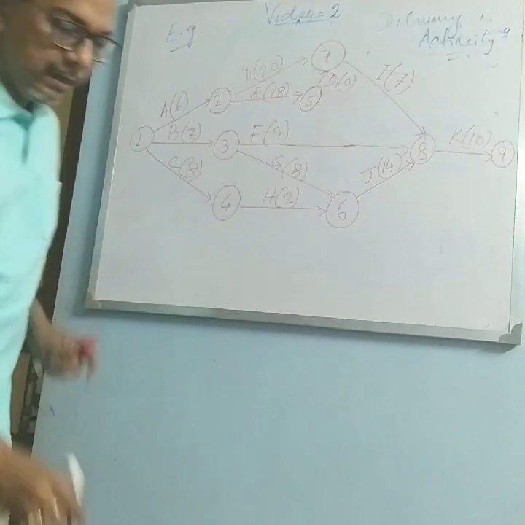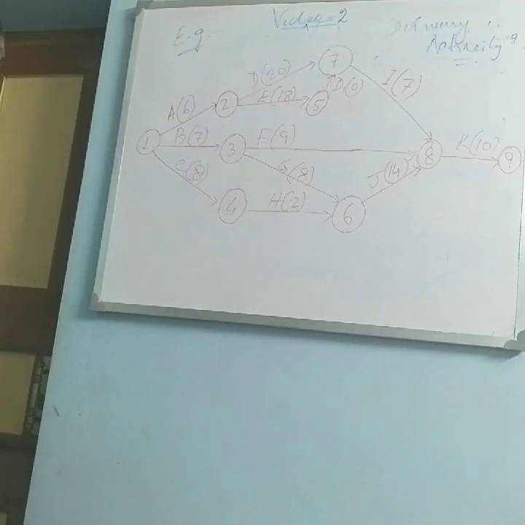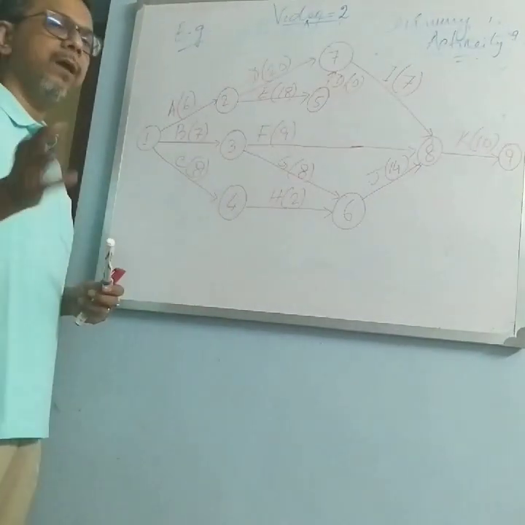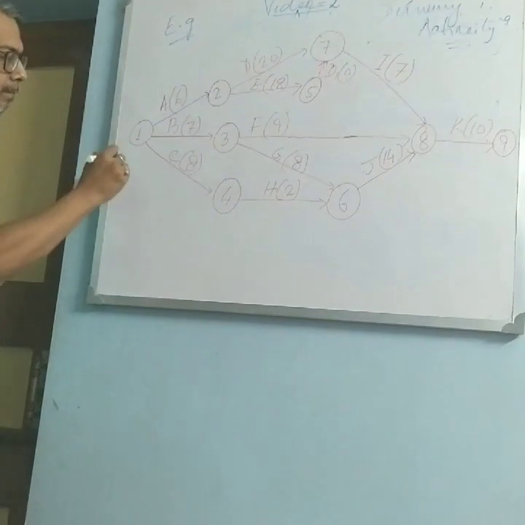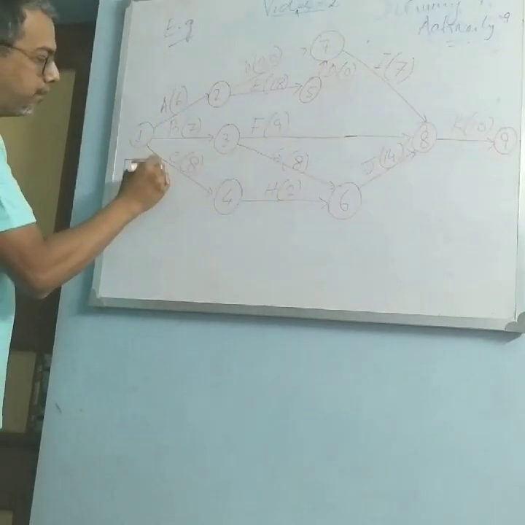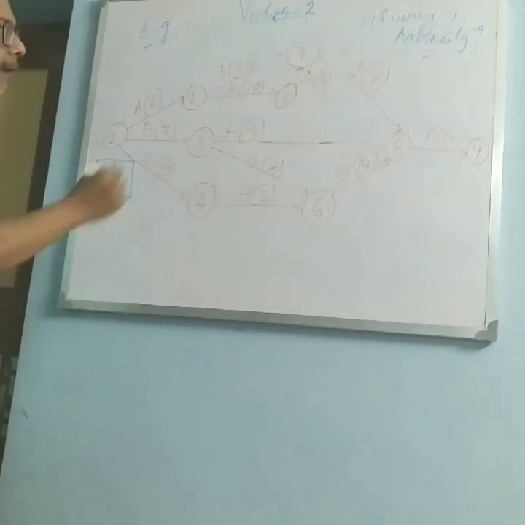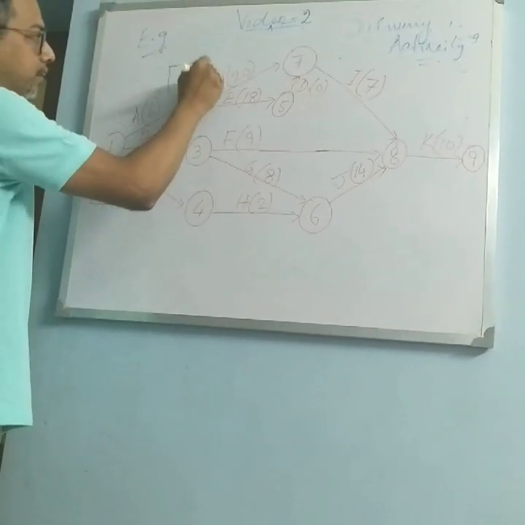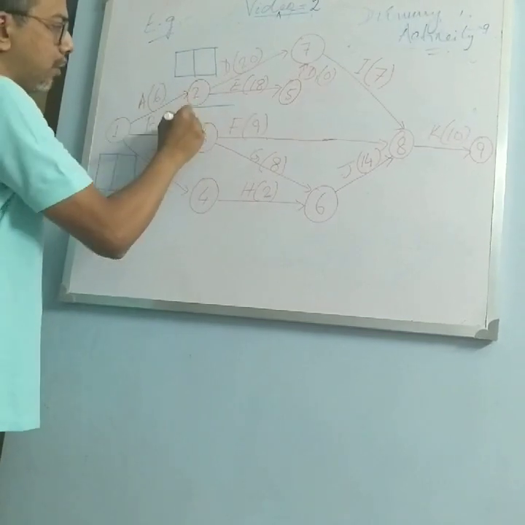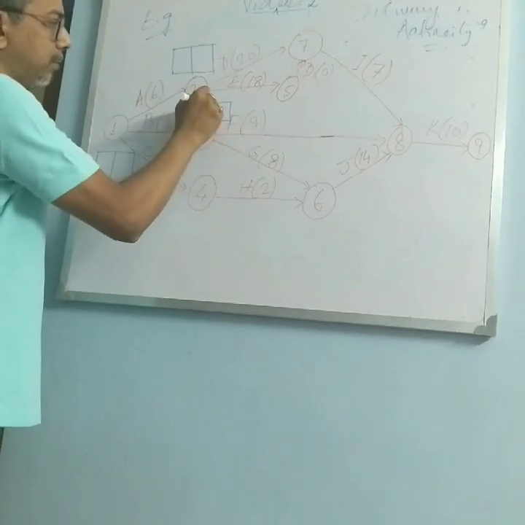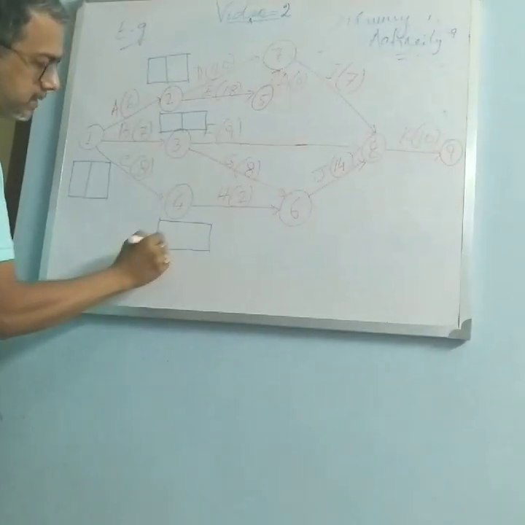Now let's start calculating the earliest start time and the latest finish time as we have told earlier. For that, we have to draw rectangular boxes in every particular node. In every node, just draw the rectangular boxes, just like what I am doing.